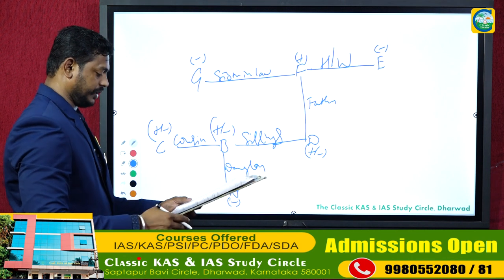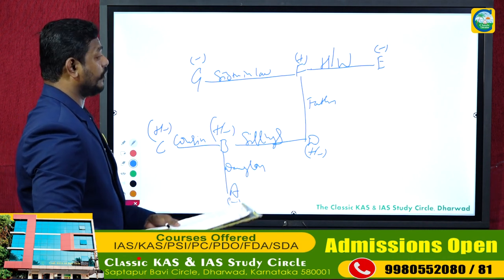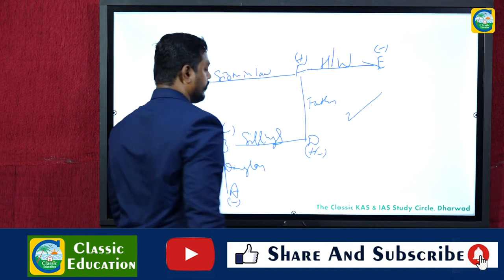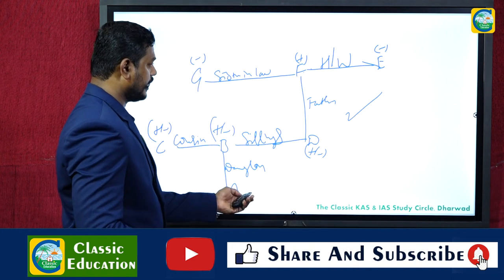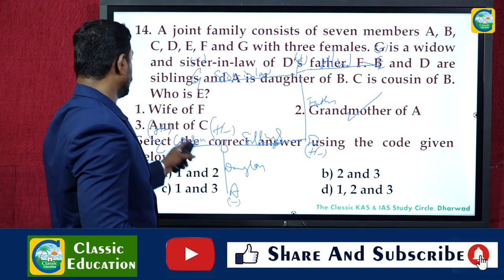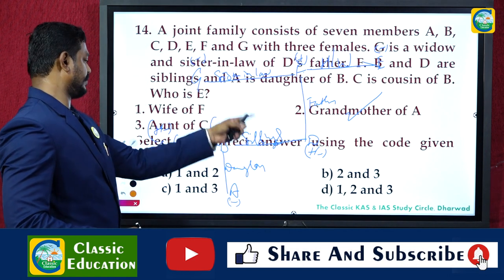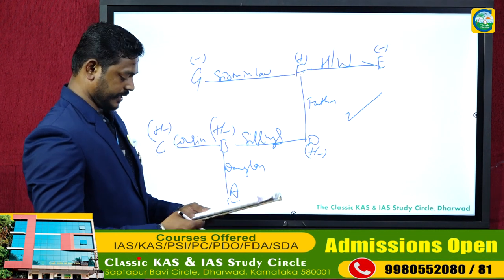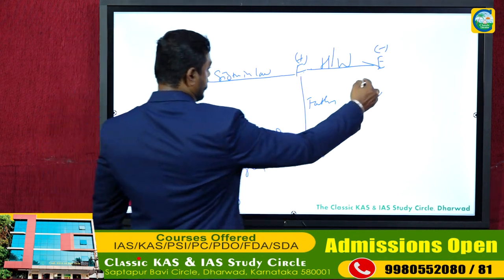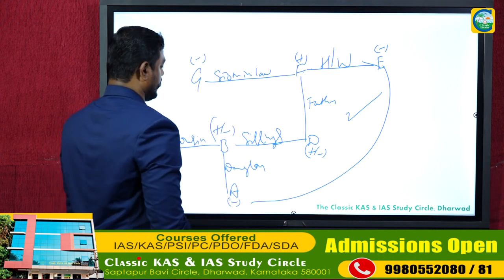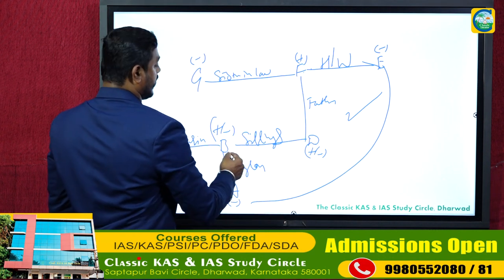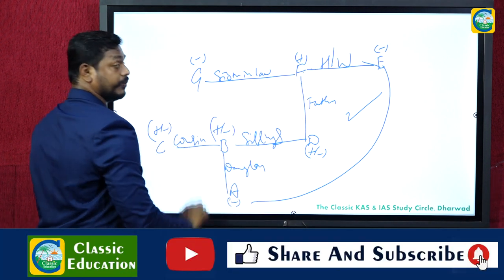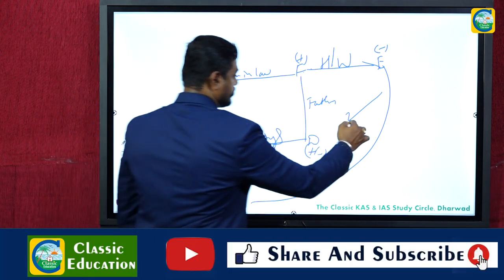Okay, so let me check the question here. First one, who is E? Wife of F. E is the wife of F, that is the right one. Second one, let me see here. Wife of F, okay. Then second one, grandmother of A. Yes, E is a grandmother of A. Why? Because D and B are the kids of F and E. So A is the daughter of B. So that is also right.